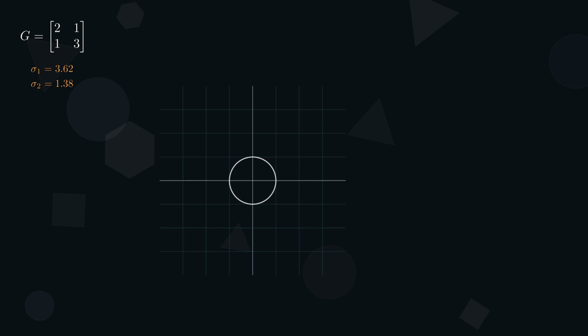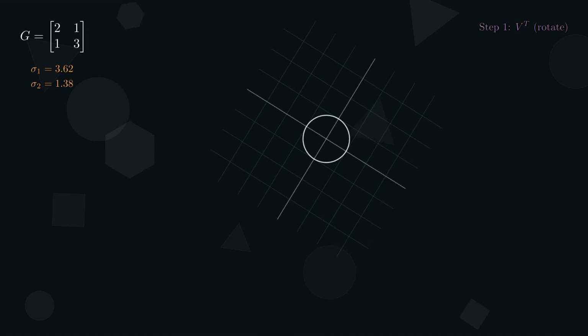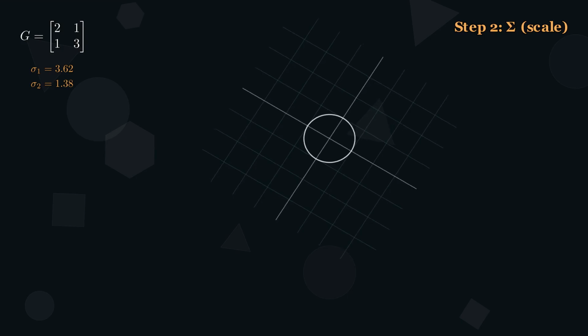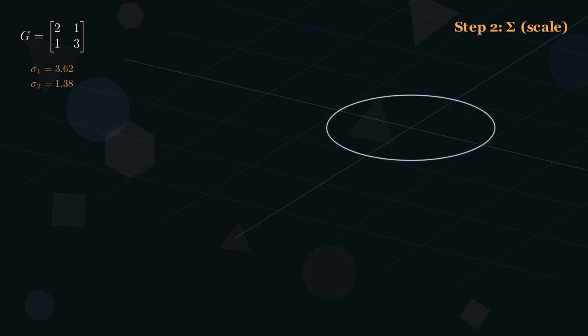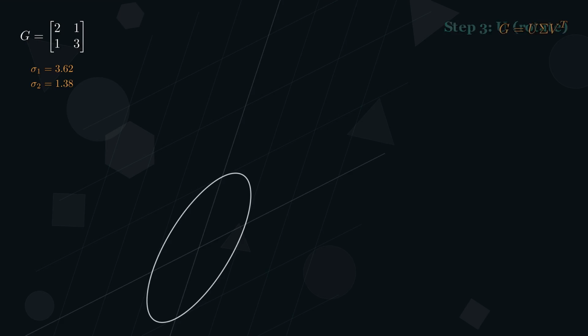Step 1. V transpose rotates the input. The circle is still a circle, just aligned to new axes. Step 2. Sigma scales along those axes. The circle stretches into an ellipse, 3.62 in one direction, 1.38 in the other. Step 3. U rotates the ellipse to its final orientation. 3 simple steps. Any matrix, any shape.